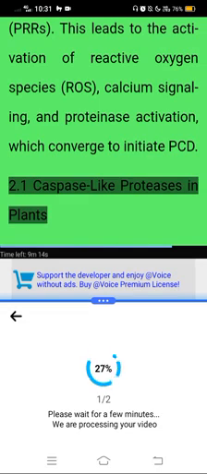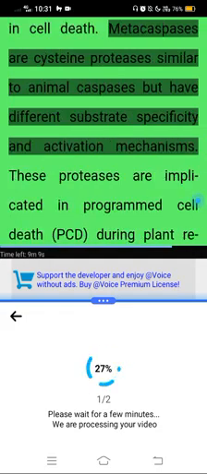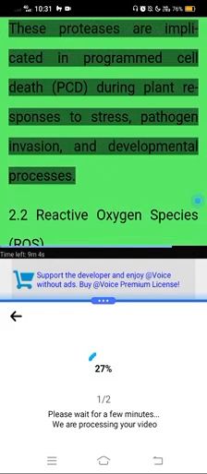2.1 Caspase-like proteases in plants. While plants do not have classical caspases, they have caspase-like proteases, such as metacaspases, that play a role in cell death. Metacaspases are cysteine proteases similar to animal caspases but have different substrate specificity and activation mechanisms. These proteases are implicated in programmed cell death (PCD) during plant responses to stress, pathogen invasion, and developmental processes.